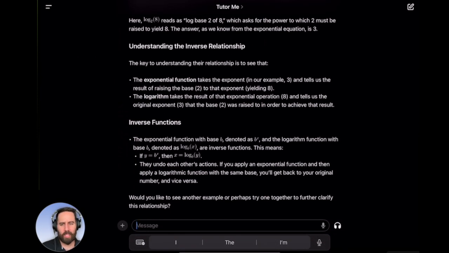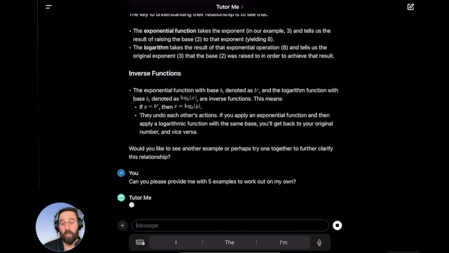So that's one thing that's cool about this. I remember I would be nervous sometimes when you're halfway through a semester and you look and you're like, man, I really don't even understand the relationship between logs and exponential functions, and they're already past it, right? And you can't go back. You kind of feel like a dumbass. Boom, no judgment here. It provides you with an example, and then you can even say, can you please provide me with 5 examples to work out on my own? To make sure you understand it, boom.